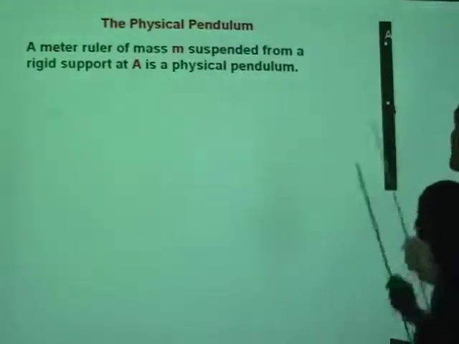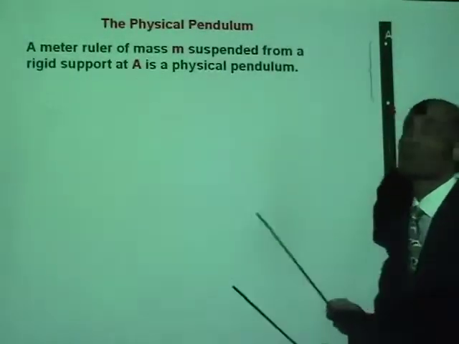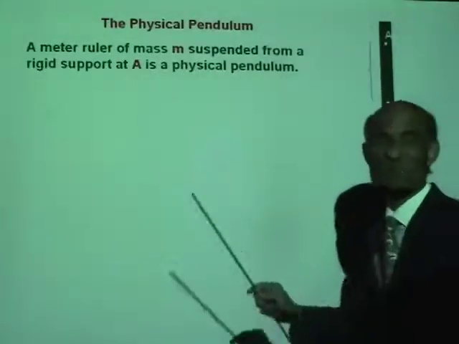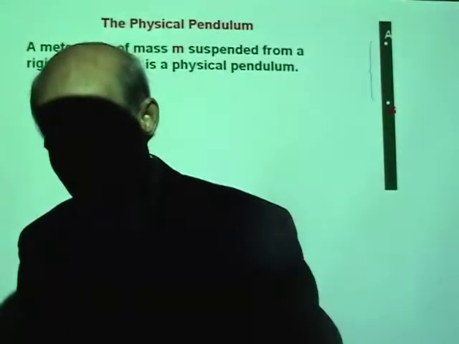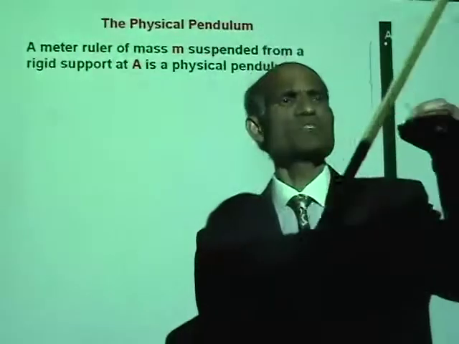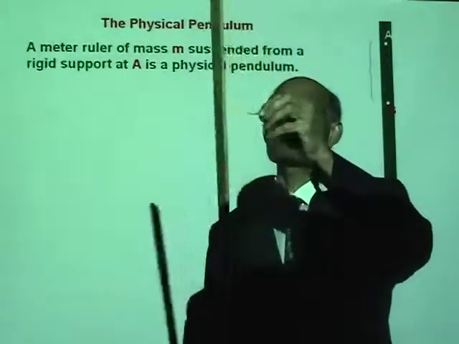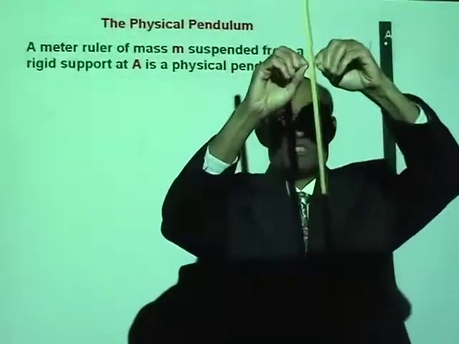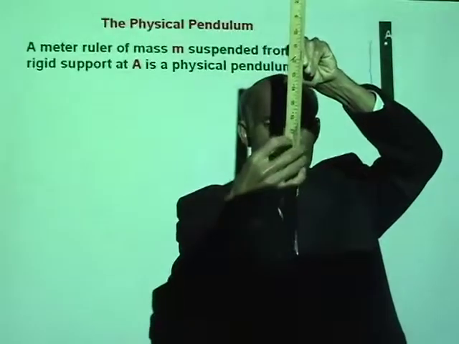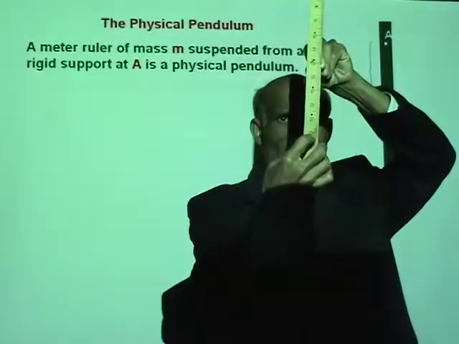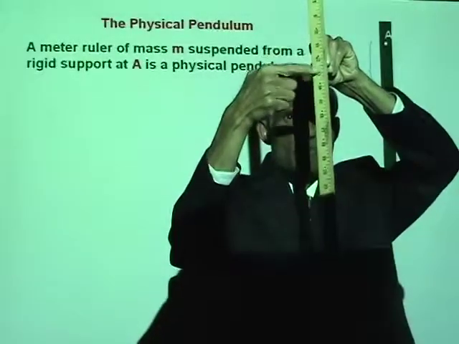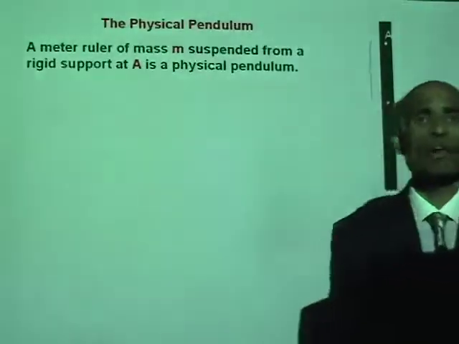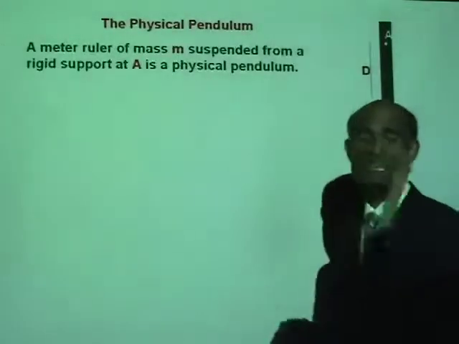Alright, the center of gravity of the ruler is G, and the distance of the point of suspension, well, let's go back and look at this again. This is the point of suspension. Let me find a hole in the ruler. And, well, this is my point A, and if the center of gravity is over here, the distance measured from the point of suspension to the center of gravity, we are going to call that by the uppercase D.